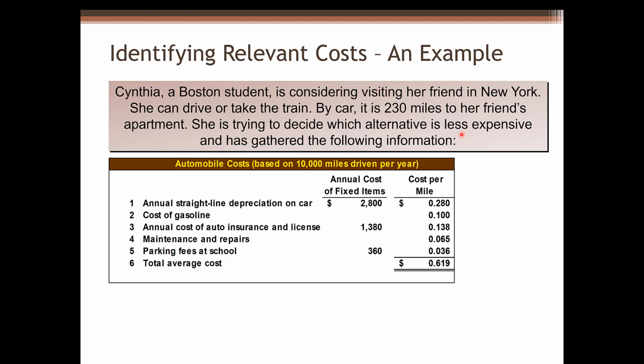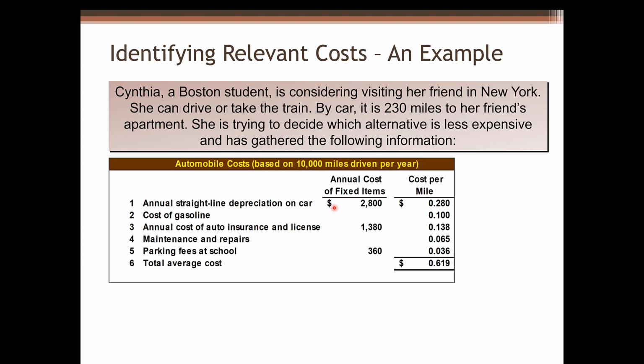Cynthia, a Boston student, is considering visiting her friend in New York. She can drive or take the train. By car, it's 230 miles to her friend's apartment. She is trying to decide which alternative is less expensive and has gathered the following information. Let's take a look at automobile costs based on 10,000 miles driven per year. It shows annual cost over some fixed items, and we can calculate the cost per mile.